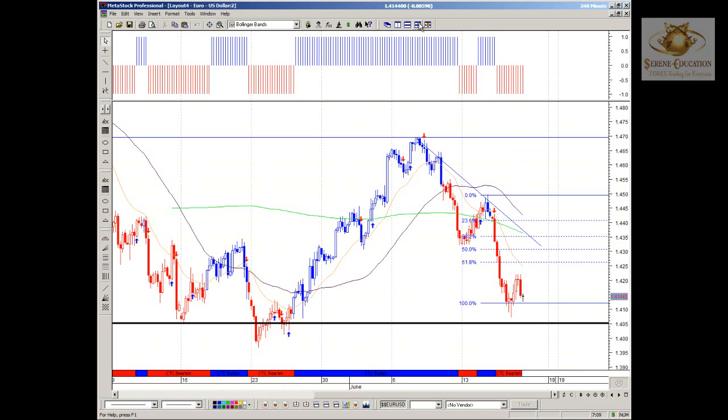However, we want to be looking for a sensible entry level, and you can see that we would rather see a break and close lower than the 100% to be looking for further downside movement. Even then, we've got that 1405, which is a strong resistance level long term on a daily, just below us. So are we going to see further consolidation for this Friday? It remains to be seen.